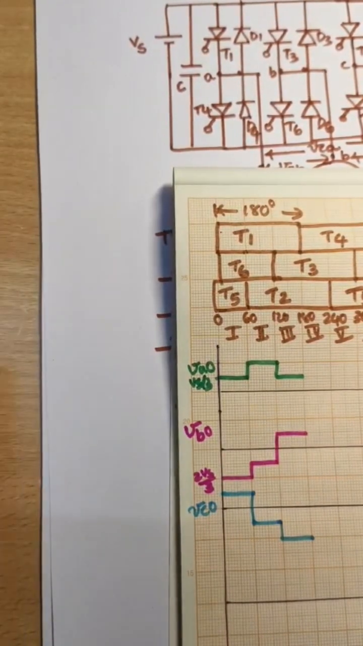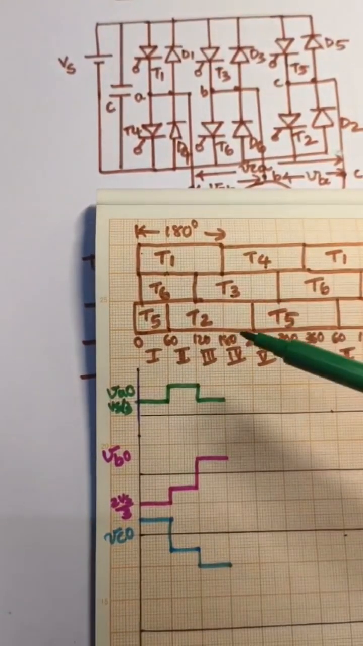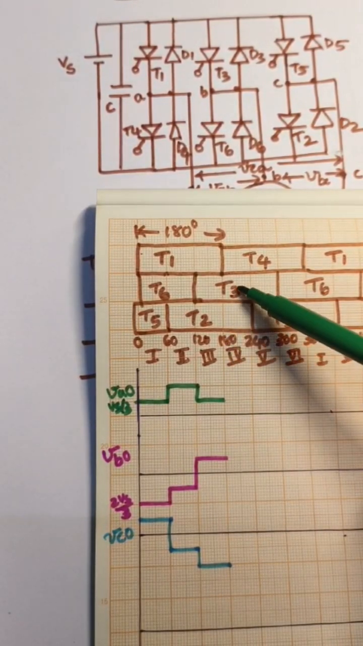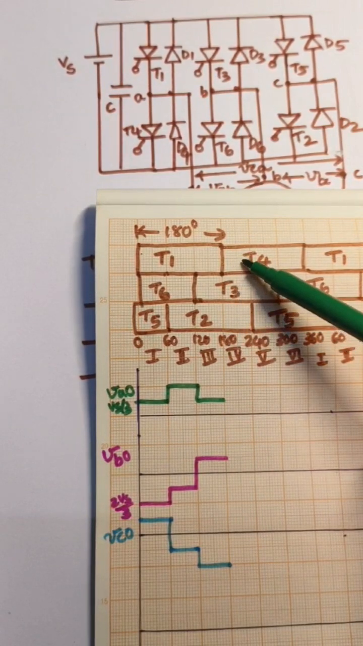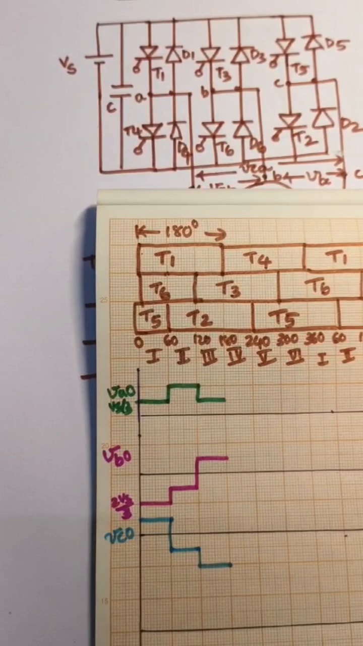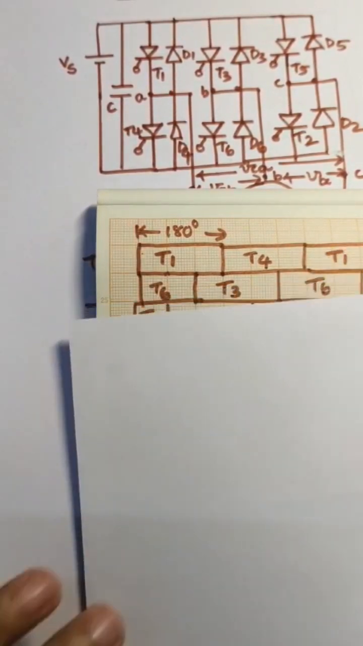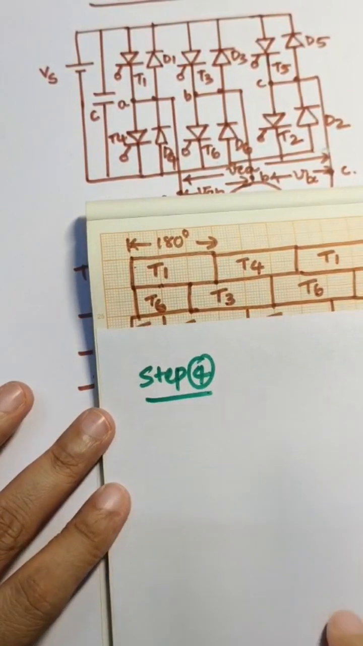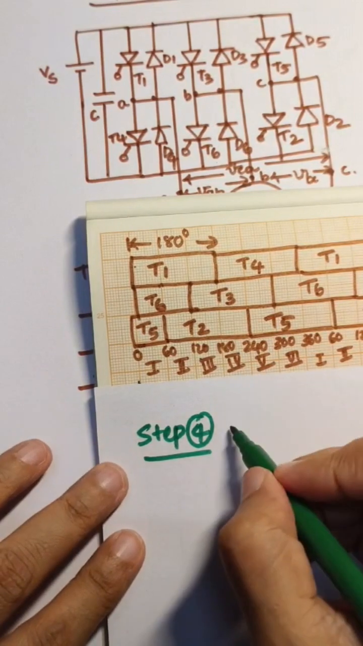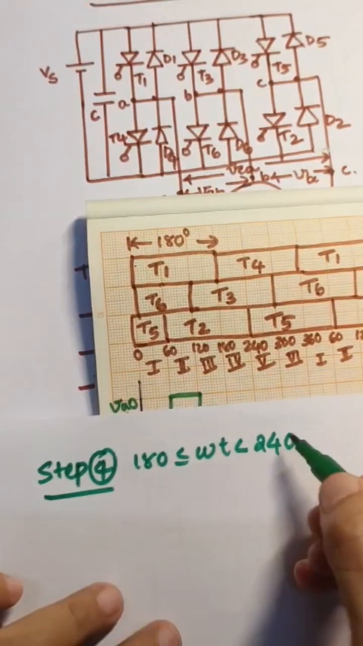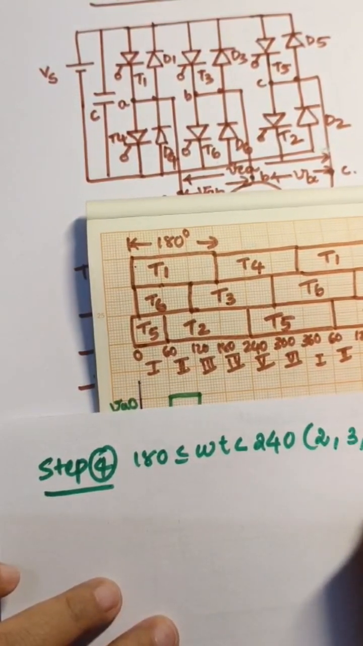Now next is step 4. In step 4, the elements in conduction are 2, 3, 4. So step 4 is from 180 degree to 240 degree, with 2, 3, 4 in conduction.